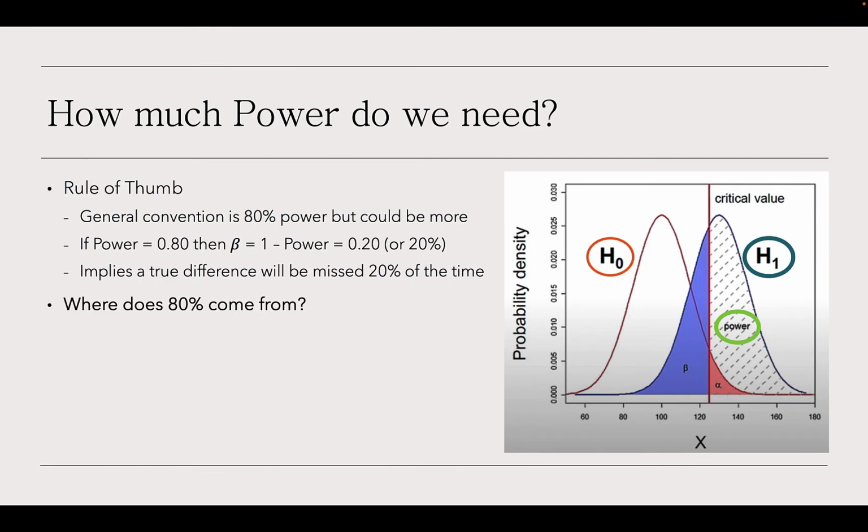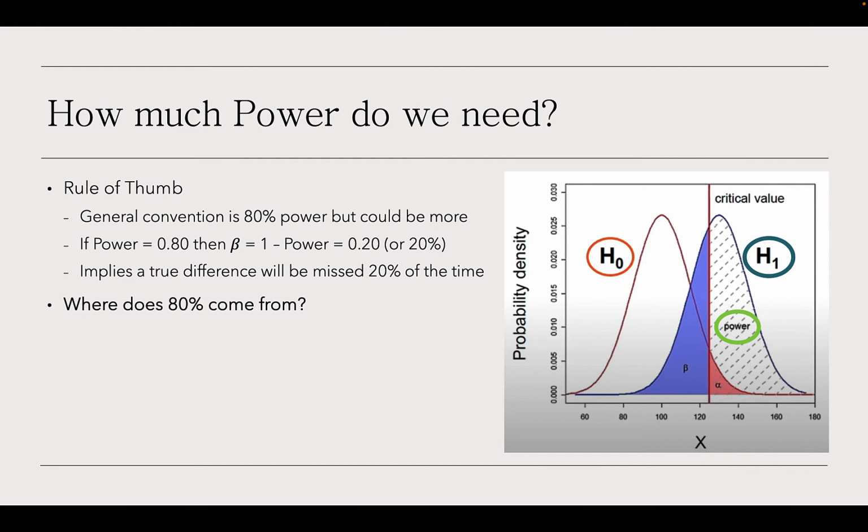All right, and so if power's 80%, then beta, the opposite of that, is 20%. All right, and so when we're working with that 80% power level, it implies a true difference will be missed 20% of the time. Are we okay with that? Are we okay with missing a true difference 20% of the time? 1 out of 5 times that we would potentially conduct this study.